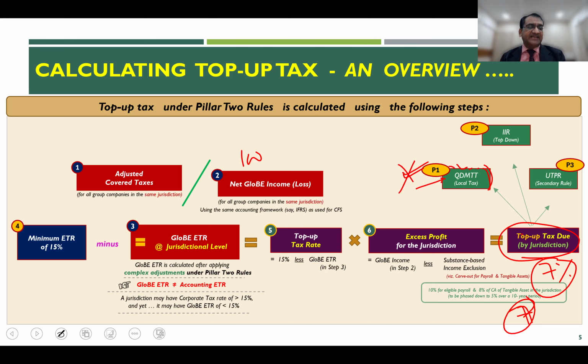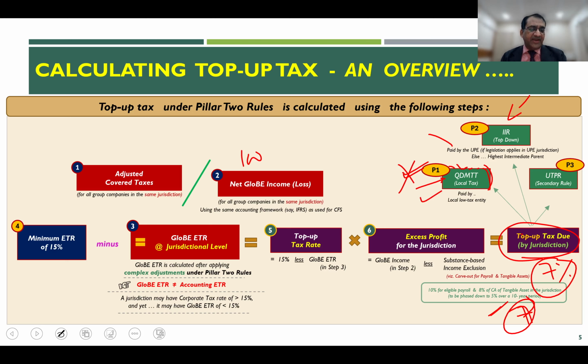Now, if for some reason this is not possible to be collected, then the second priority is that the IIR, the income inclusion rule, will get triggered, wherein this shortfall would be collected at the ultimate parent entity, or by the highest intermediate parent in the group if the ultimate parent entity's jurisdiction has not so far legislated BEPS Pillar 2. I will illustrate this by way of an example in the next slide as well.